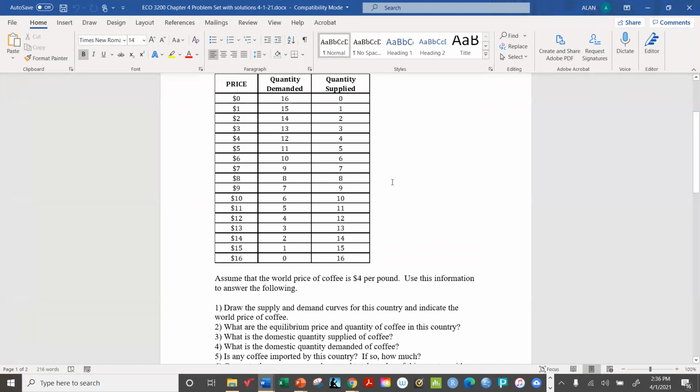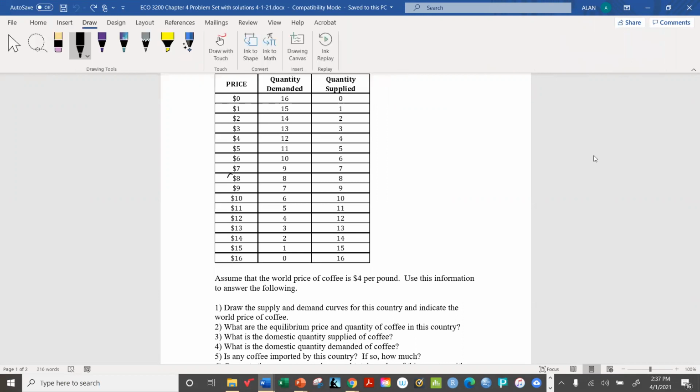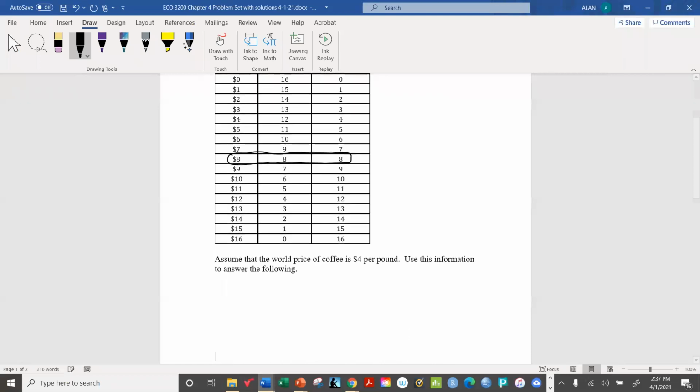Now, if you look at this chart, the equilibrium domestic price is $8 a pound. How do you know? Because at $8 a pound, you can see that the quantity supplied equals the quantity demanded. So in this country, the equilibrium price is $8 a pound. Unfortunately, though, the world price is $4 a pound, which means that we're going to find that this country imports a significant percentage of its coffee from foreign countries rather than from domestic producers.